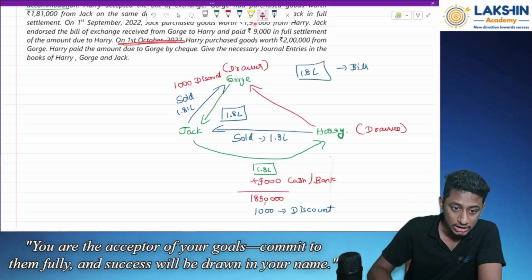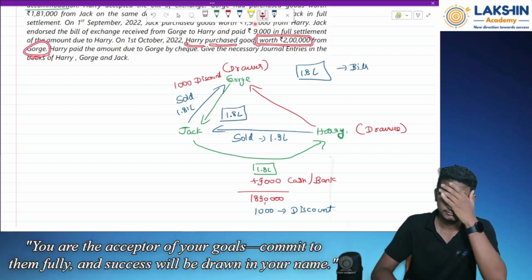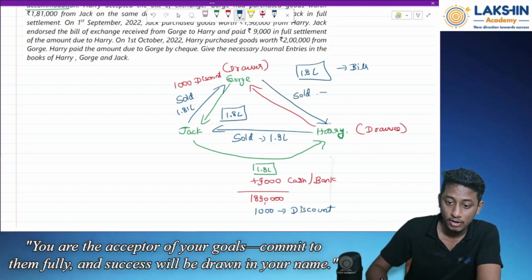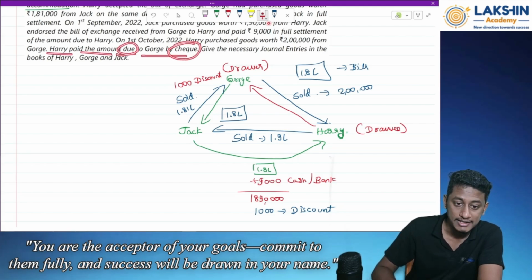Now, on 1st October, what has happened? On 1st October, Harry purchased goods worth rupees 2 lakh from George. Now again, Harry has purchased goods from George. So that means George has sold goods for rupees 2 lakhs. Fine. Now, Harry paid the amount due to George by check.